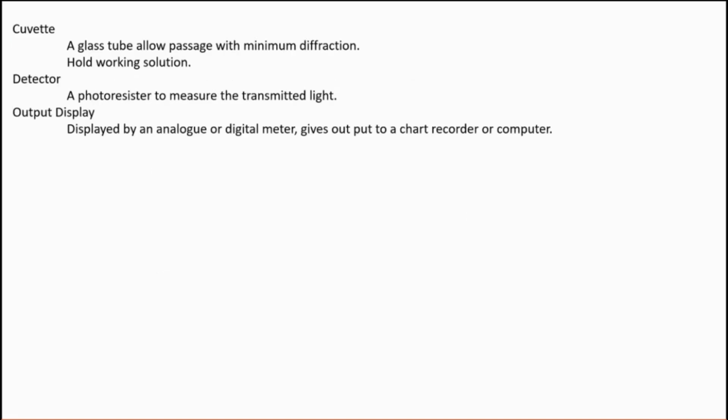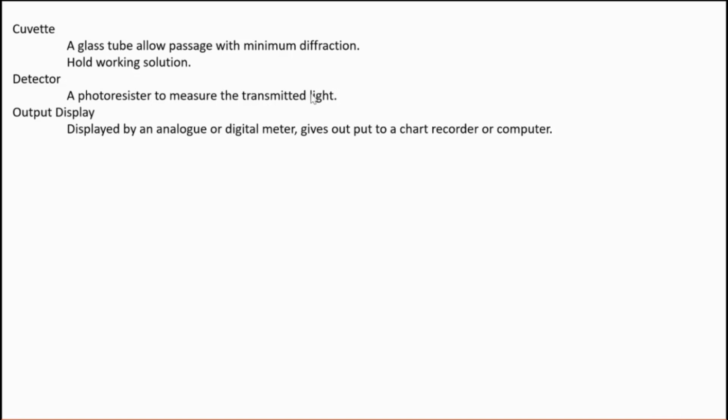Next slide. A cuvette is there. A cuvette is a glass tube in which we are keeping the solution that is to be detected. Then a detector is there. Detector is usually a photoresistor.